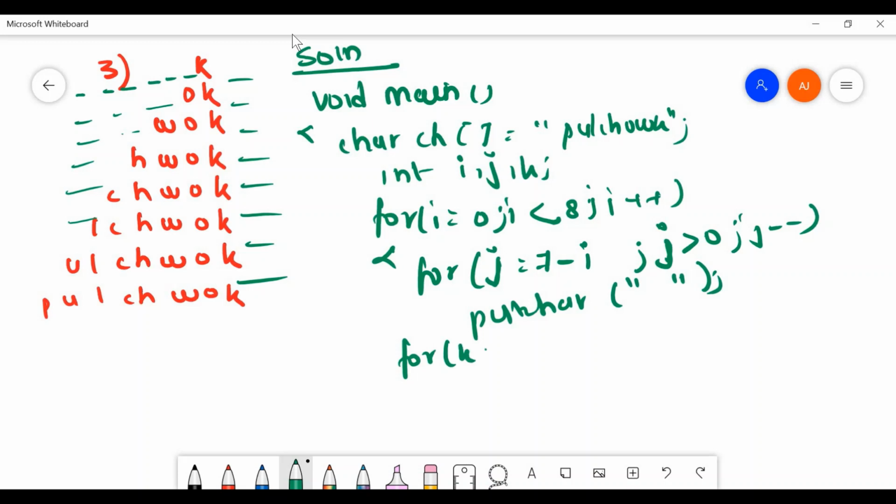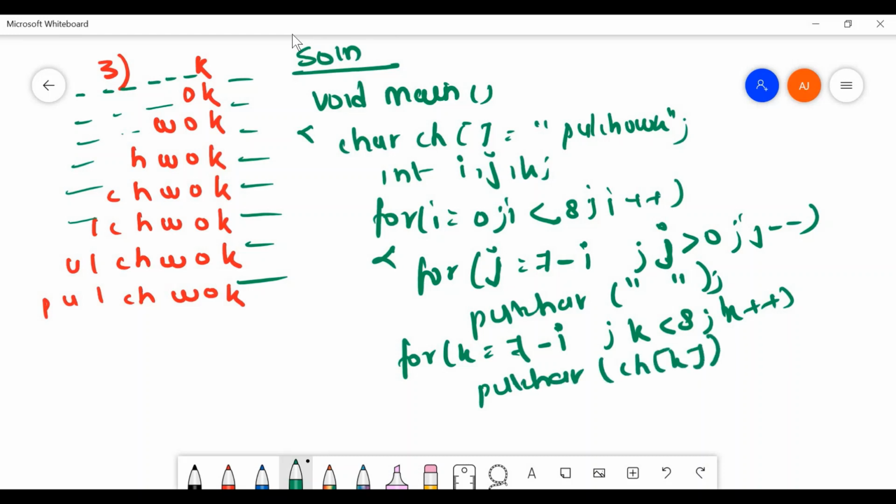Next, for k equals 7 minus i, k less than 8, k plus plus, putchar ch of k. Next is putchar slash n, and this is the program. So first of all we'll print the spaces, and after that, in the next loop, we'll print each character, and that character also we are printing from the backside. That's why we have used 7 minus i.